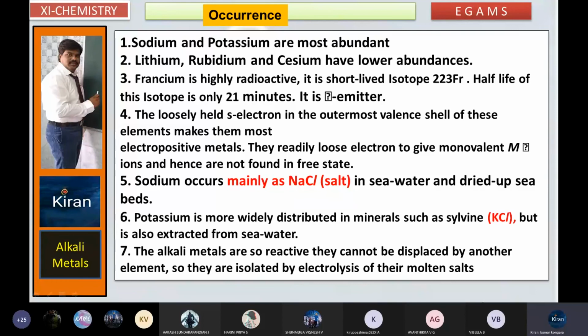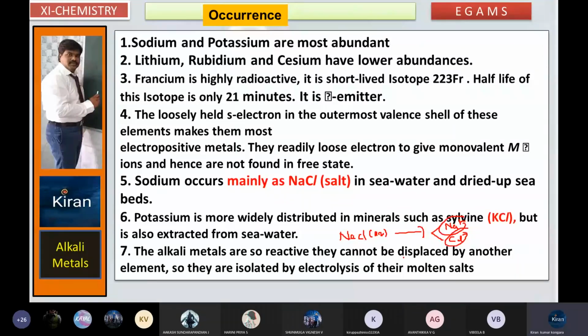Isolated means extraction. I am going to show you one reaction simply. For example, sodium chloride is there. When you place it into the water, that is dissolved. The dissolved state of sodium chloride is known as aqueous sodium chloride. When you pass electric current through this aqueous sodium chloride, sodium is deposited at the cathode and chlorine is deposited at the anode. This way, we are separating sodium and chlorine.